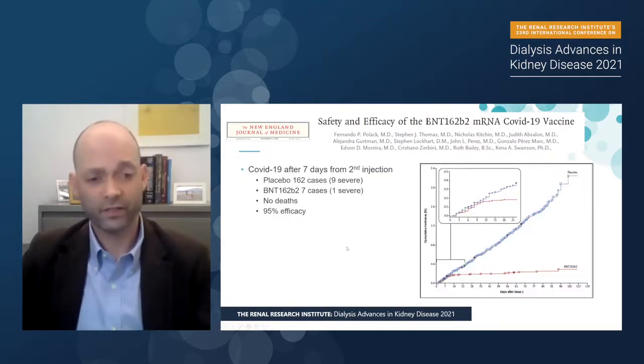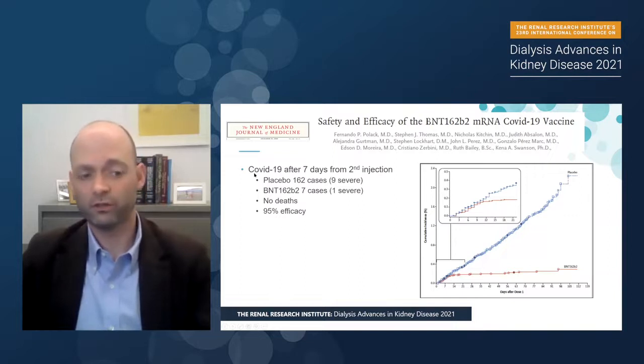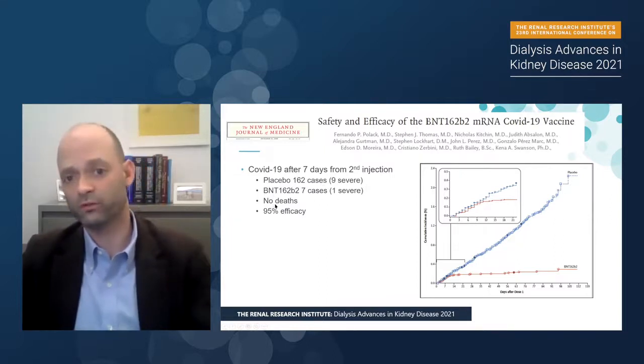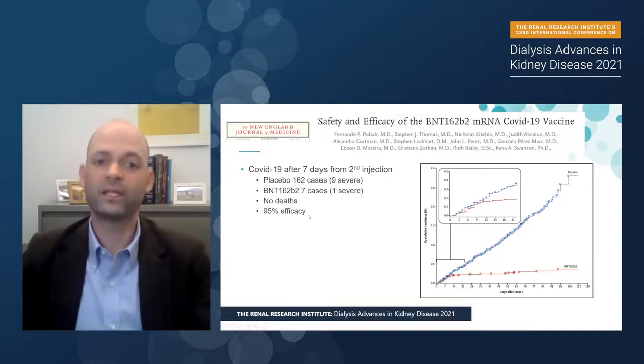Now, as far as efficacy, again defined as development of symptomatic and PCR-confirmed COVID-19 7 days after the second injection, the placebo arm had 162 cases, 9 of which were severe, and the Pfizer arm had 7 cases, 1 of which was severe. There were no deaths overall, but this led to that 95% efficacy that many of us heard on the news back in December 2020.